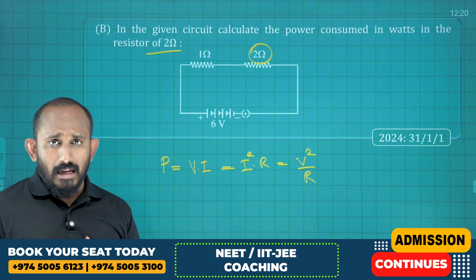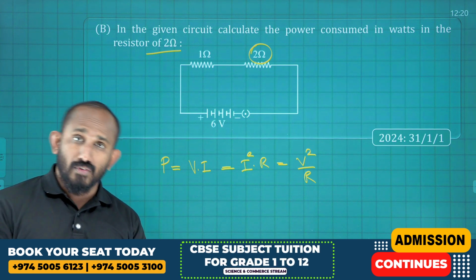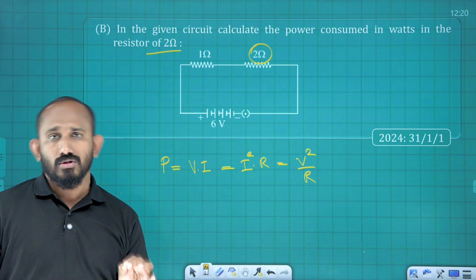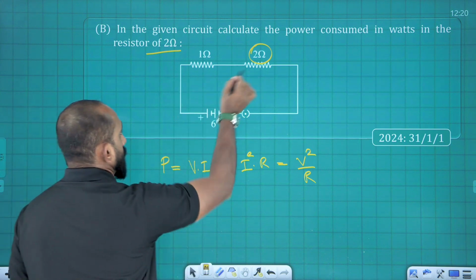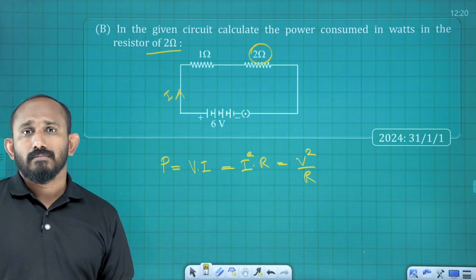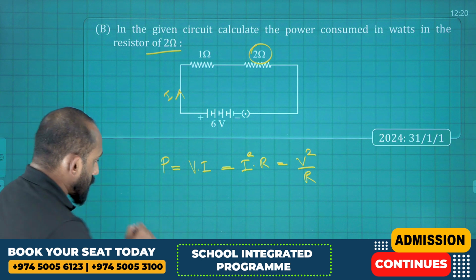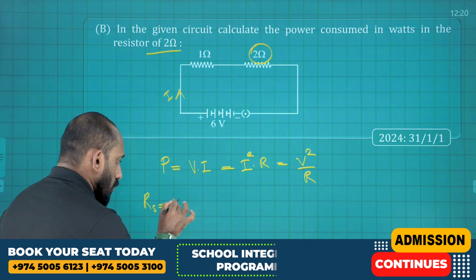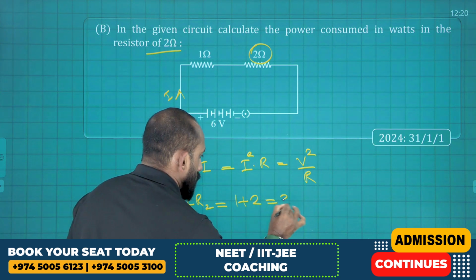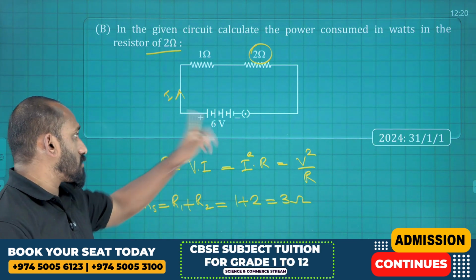Here I am going to calculate the current through this one. It's very easy because you know it's a series combination. So the same current passes through both resistors, 1 ohm as well as 2 ohm. So current I you can find out. For that we need total resistance. Total resistance Rs will be equal to R1 plus R2, that is 1 plus 2, that is 3 ohm total resistance.